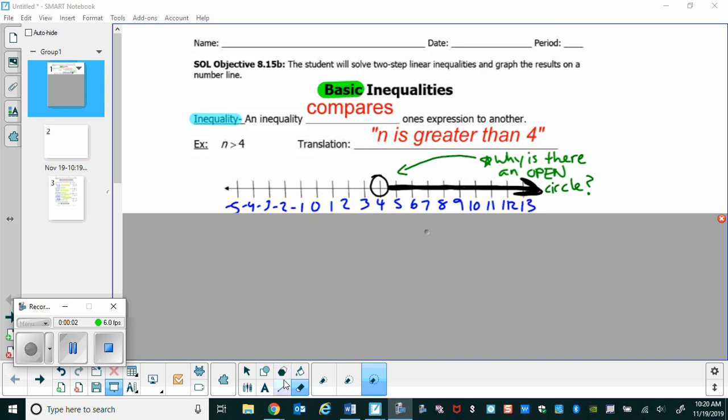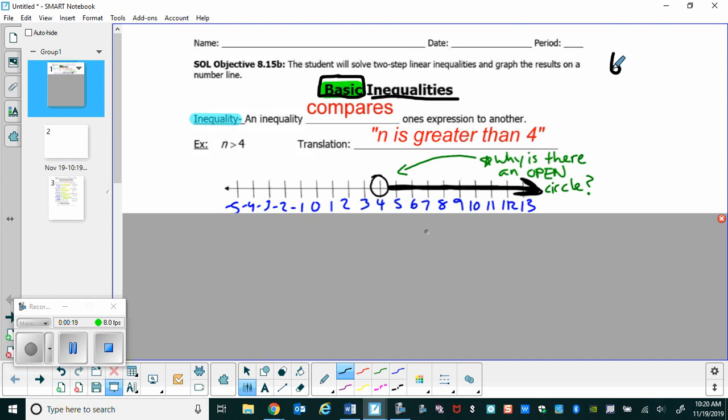All right, so we're taking a look at your new packet right now and getting started here. We're just going to take a look at some of the basics here in your inequalities unit. And we're just going to kind of dive right on in here with the definition of an inequality. So an inequality is when we're comparing one expression to another, all right?